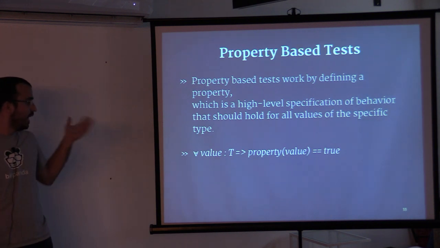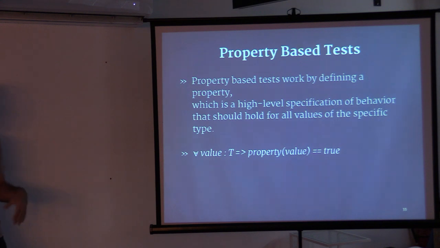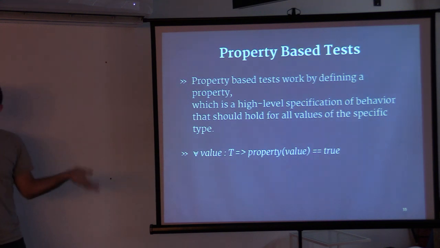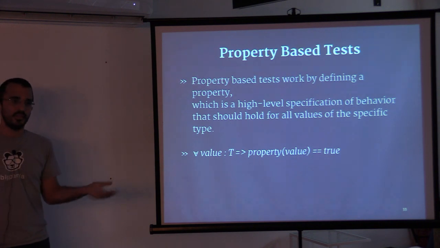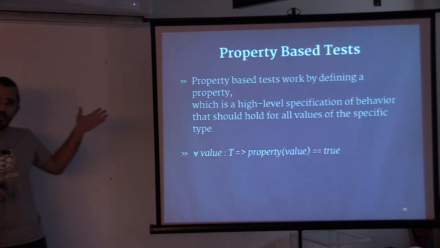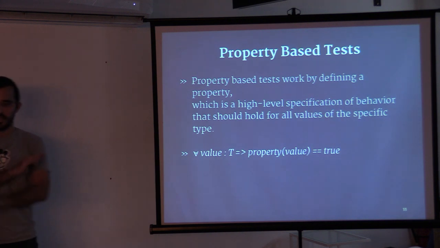And if you run the property on the value, the result should be true. If you take a closer look here, the amount of values that we are talking about are infinite, right? Some of our types have an infinite amount of values. So property-based test tells us that for all of these values, the property should return true. It should hold. That's the very definition.